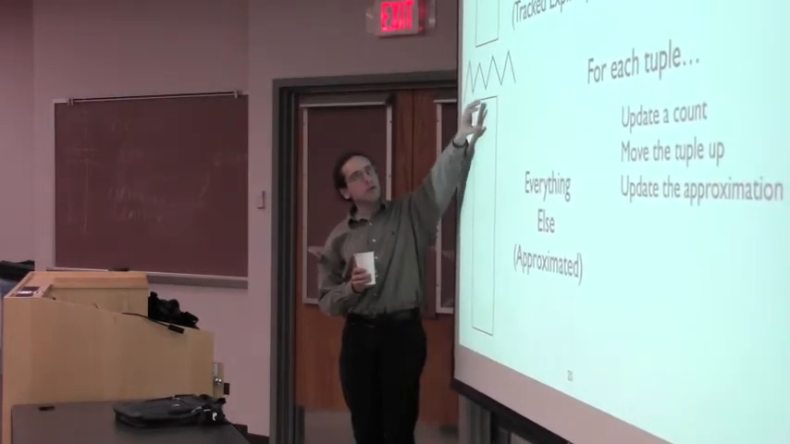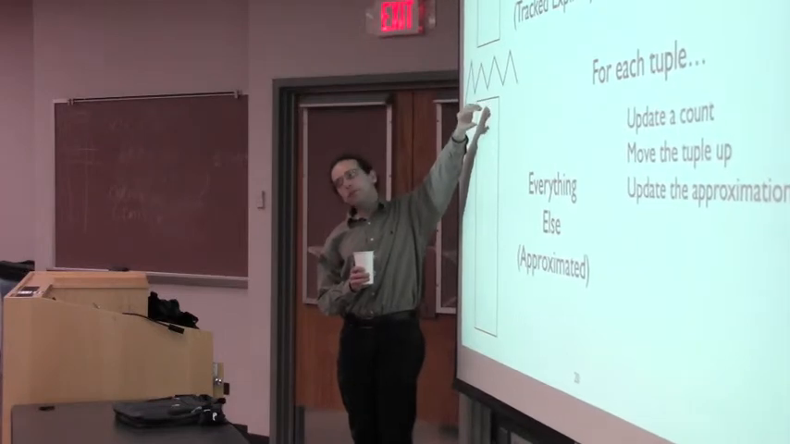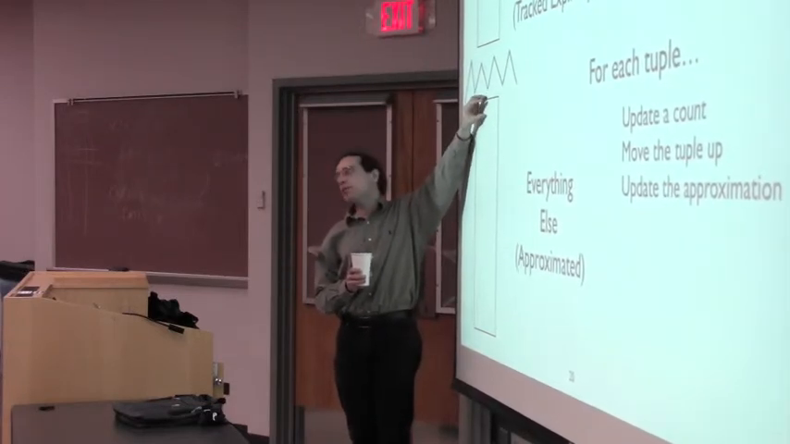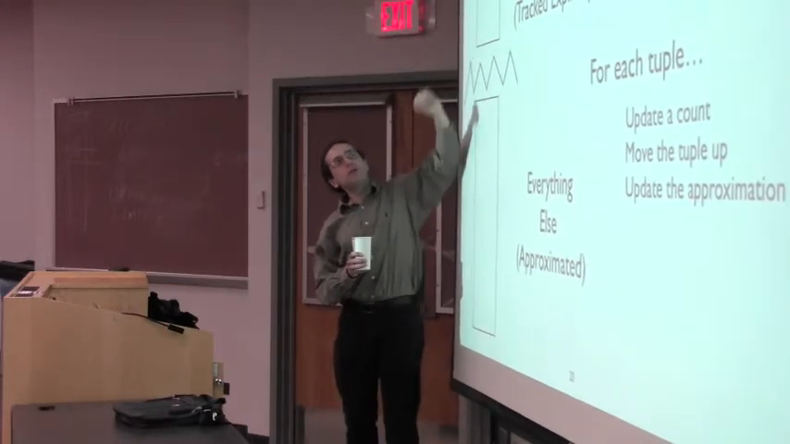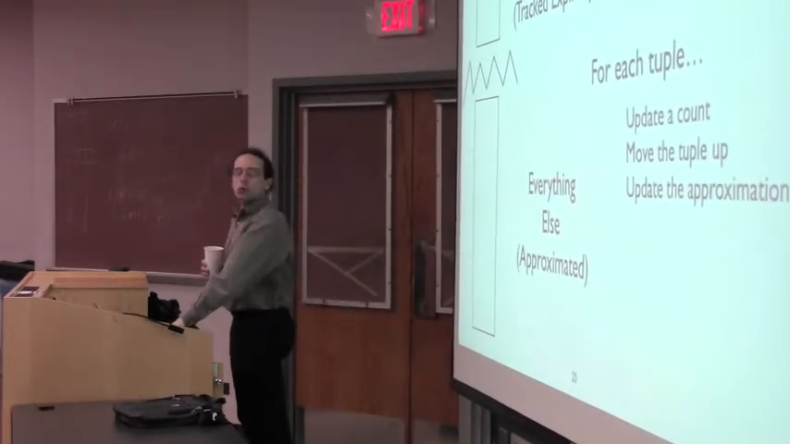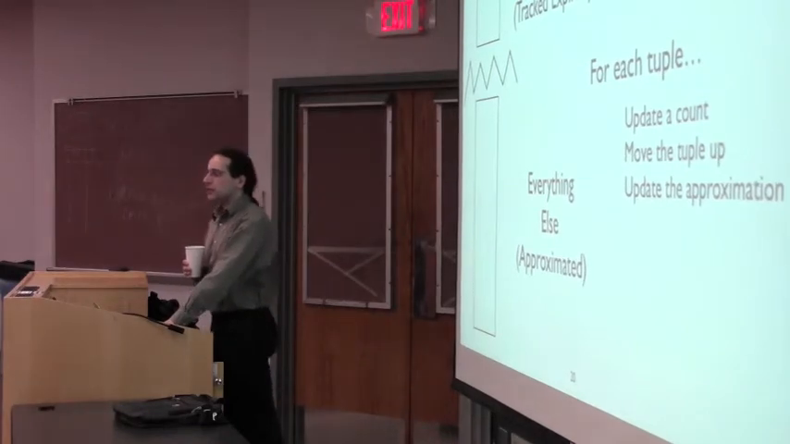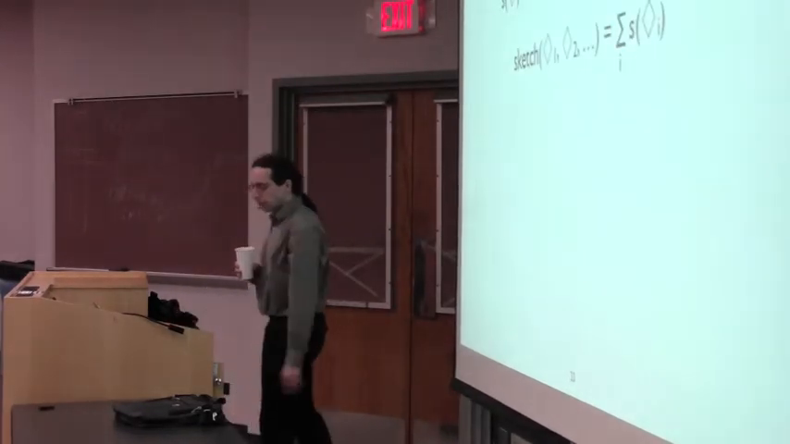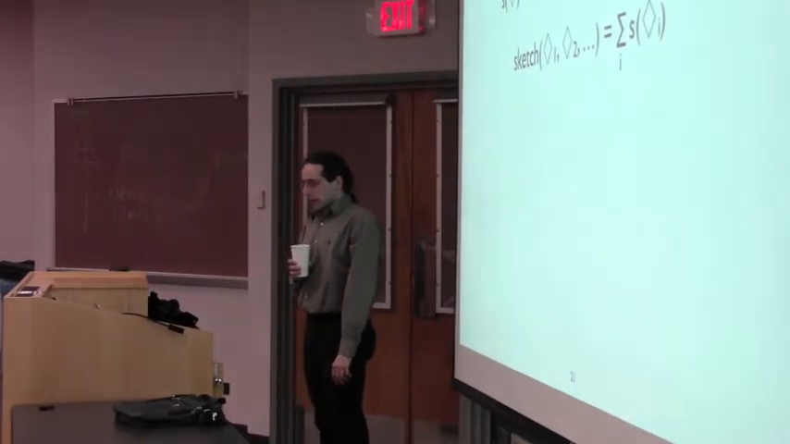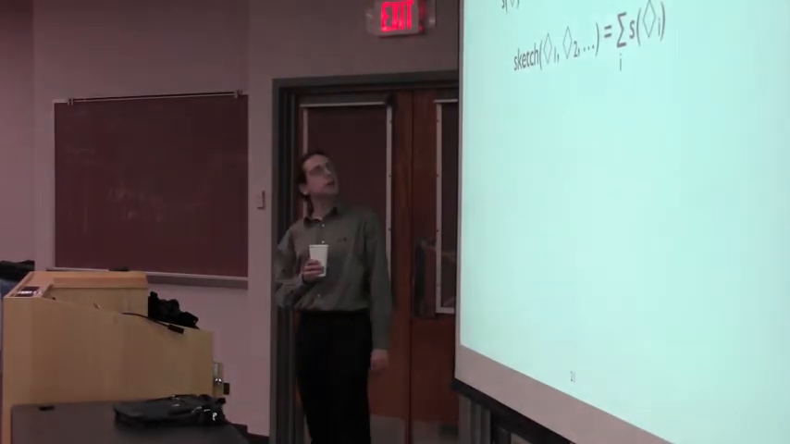But we may also decide that tuple is now worth tracking. So we're going to take that tuple and use it to replace one of the k entries that we're tracking explicitly, if it is appropriate to do so. Okay, so here's the count sketch. This bit is a little bit non-intuitive. I'll try and make it as intuitive as possible.